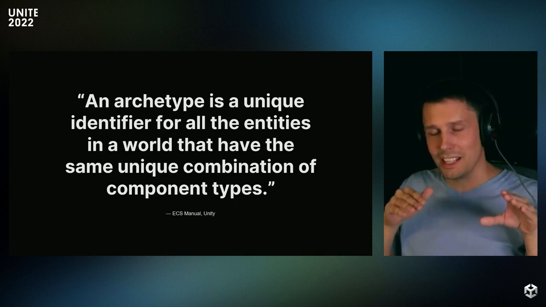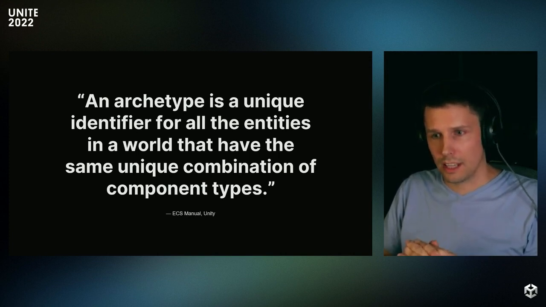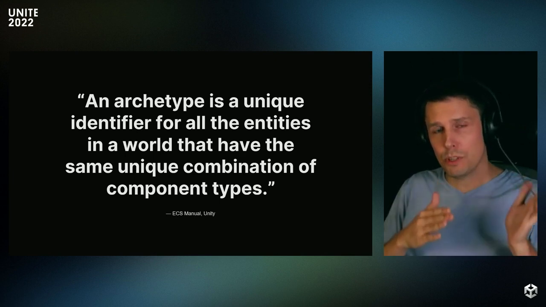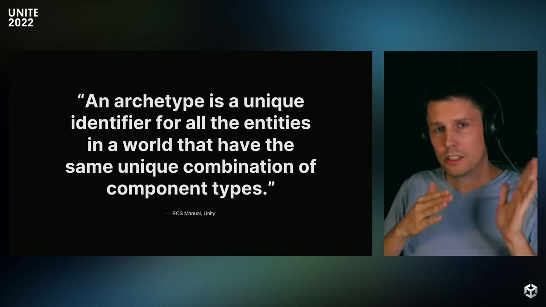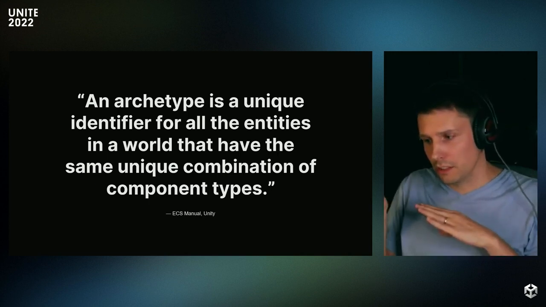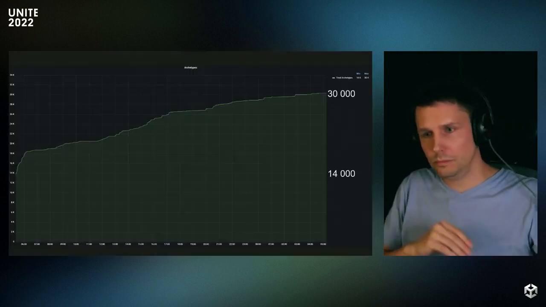So in the ECS manual, it says an archetype is a unique identifier for all the entities in the world that have the same unique combination of component types, which means an entity always belongs to an archetype. And if we remove or add a component from it, it will change into a new archetype. And if that archetype doesn't exist, because that's a new unique set of components, then a new archetype will be created, and the entity will belong to that one.